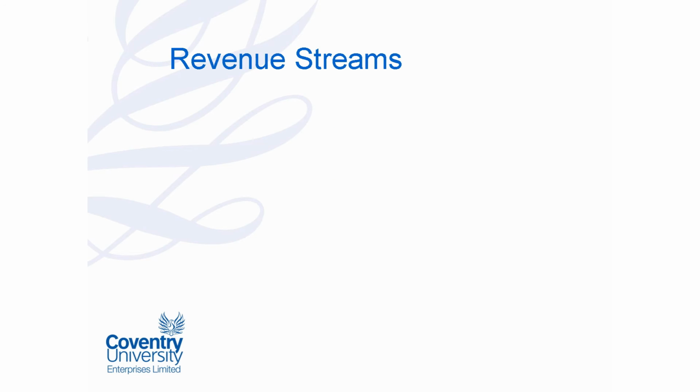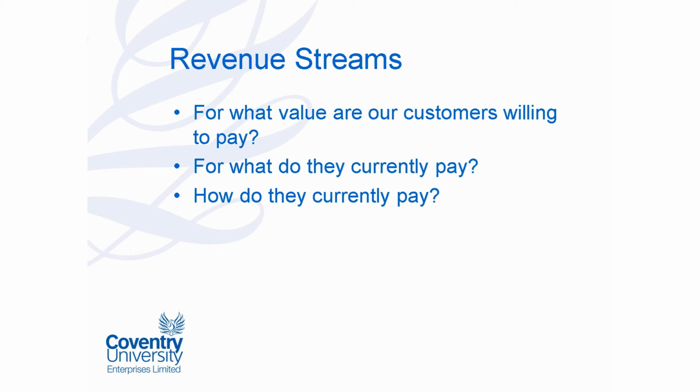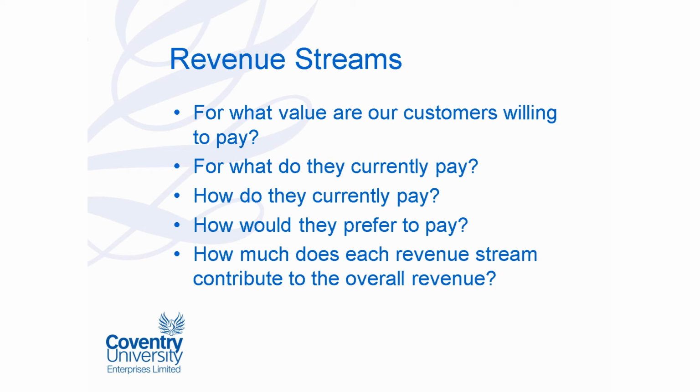For what value are people willing to pay? What do they currently pay for? What are they used to paying for? How much do they prefer to pay? And how does each stream contribute to the overall revenue? Some of the revenue streams that people use are shown here.